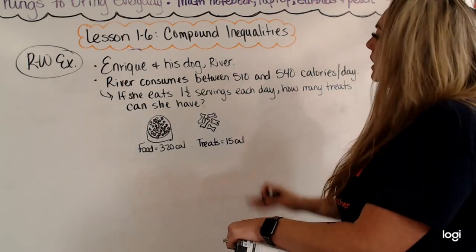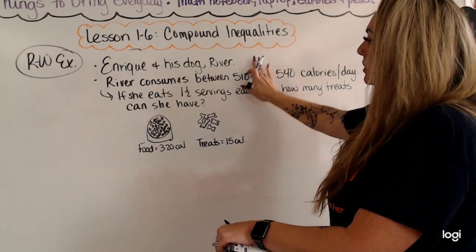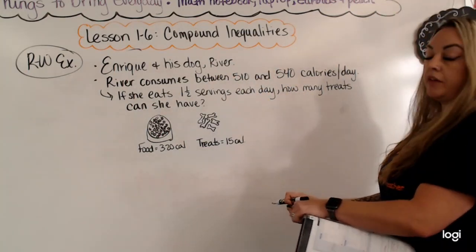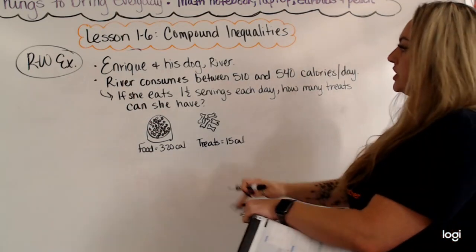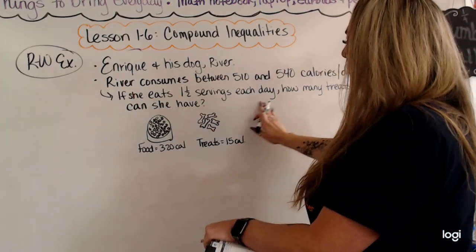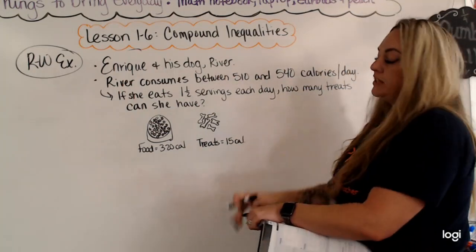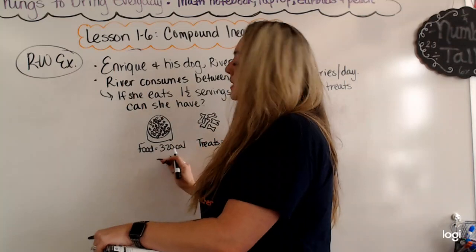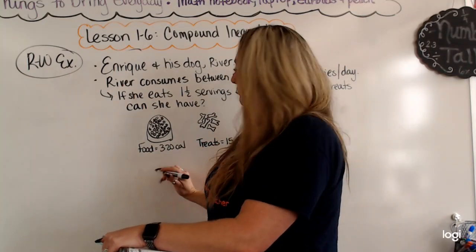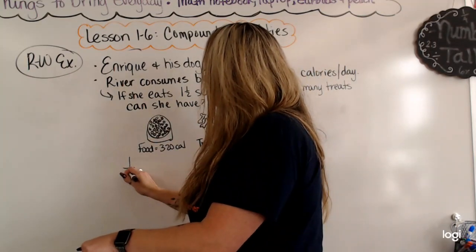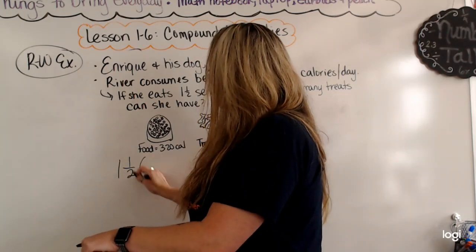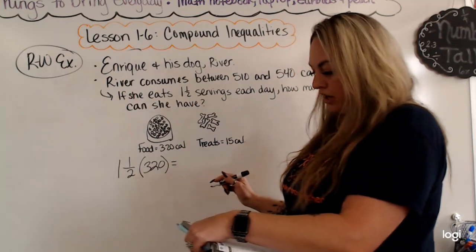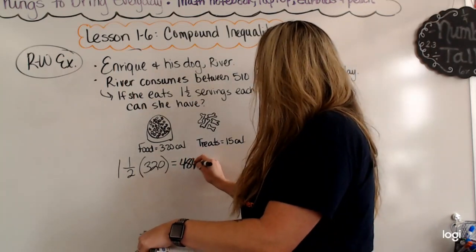Okay, so here we have Enrique and his dog River. River consumes between 510 calories and 540 calories each day. If she eats 1.5 servings each day of her food, how many treats can she have? So first let's look at what is the amount of calories in just the food alone. It's 1.5 times 320, and that means that it's 480 calories for her food.